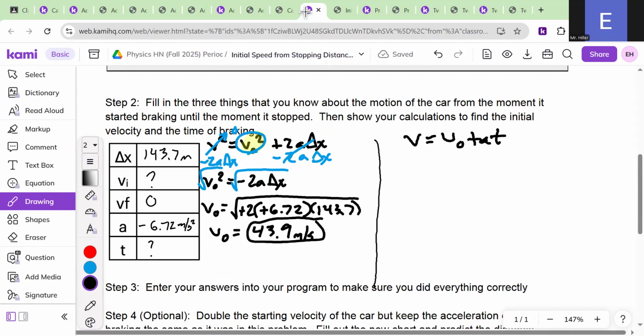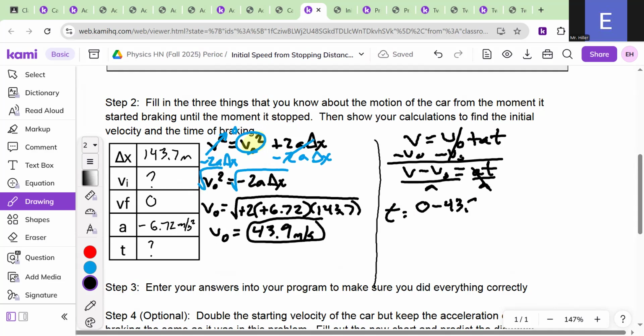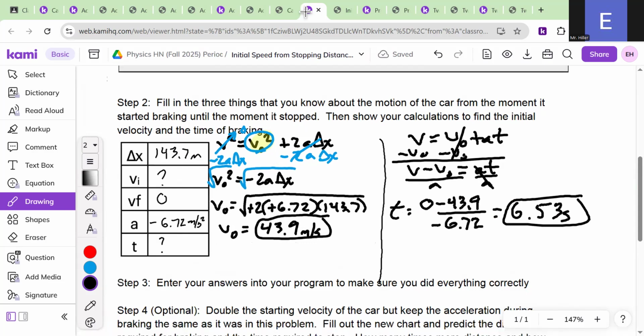How do I do that? Subtract V naught, divide by a. So when I plug in my values, I have a 0 minus 43.9, so basically 43.9, divided by a, which is negative 6.72. So 43.9 divided by 6.72, I'm looking at about 6.53 seconds that it takes.